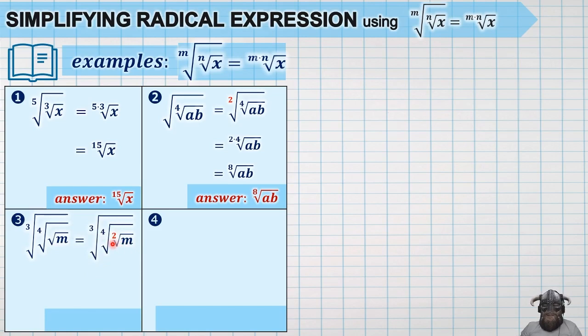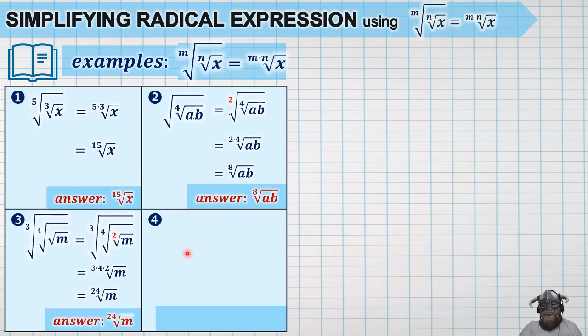Yan, so ang gagawin lang natin is to multiply all the given index. We have 3 times 4 times 2. So that will be equal to, yan, 3 times 4 is 12 times 2 is 24. So our final answer will be the 24th root of m. Yan.